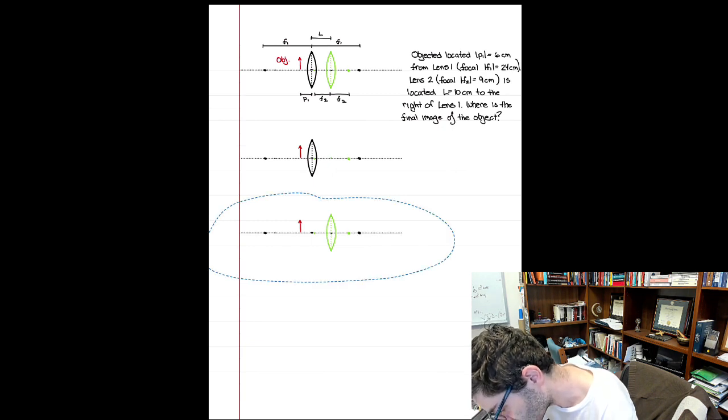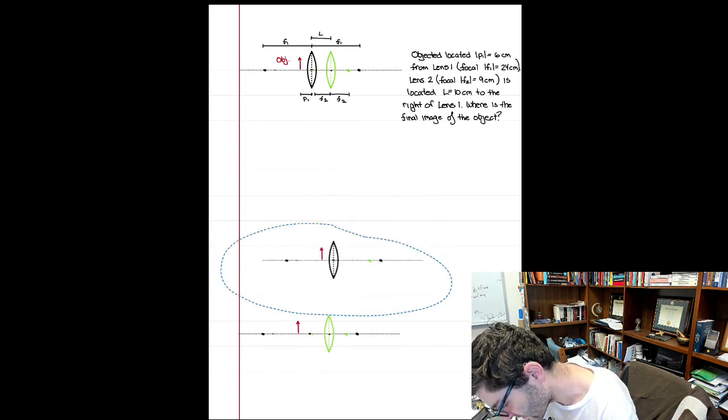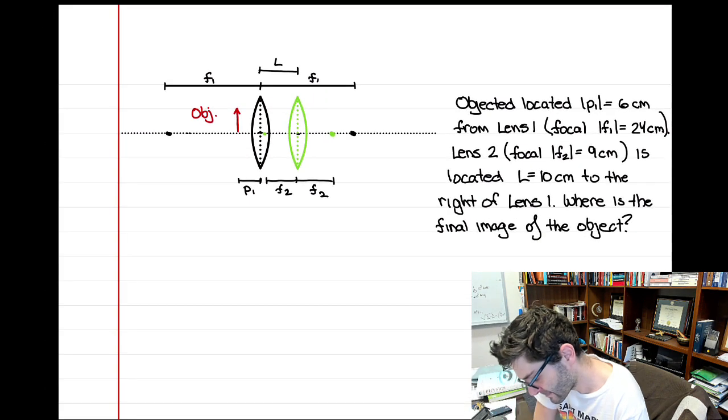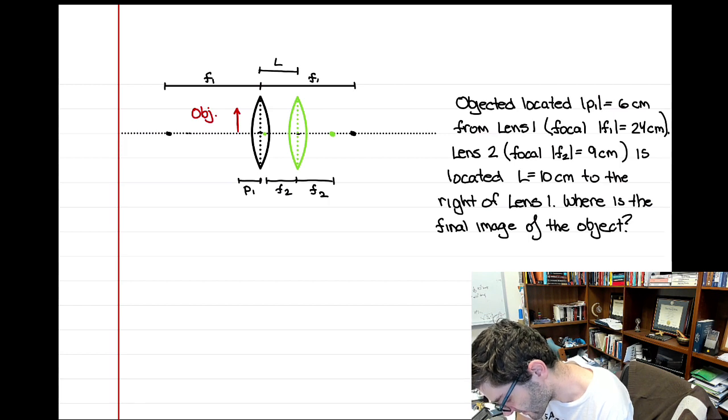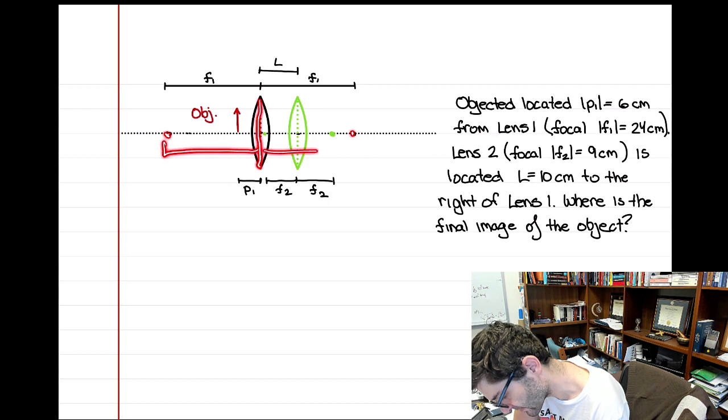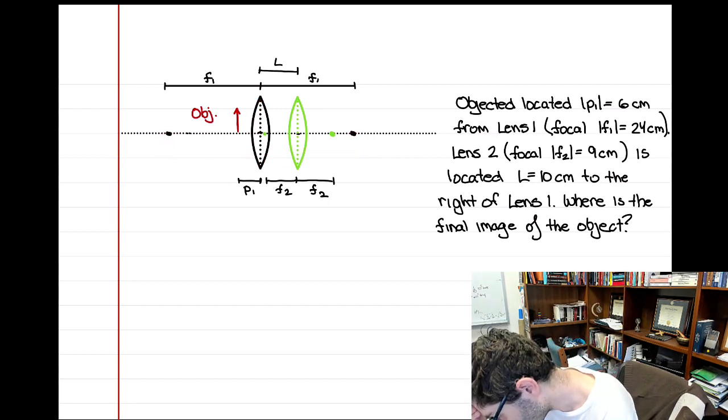So here's the example. I have an object, which I'm going to locate as this red arrow here, and I tried to draw everything to scale since I give some actual numbers. There are two converging lenses. The object is located a distance of 6 centimeters from the first lens, which itself has a focal point of 24 centimeters. So notice that this lens has two focal points, and each of these distances is 24 centimeters. Lens 2 is located 10 centimeters from the first lens, that's the value of L, and it has a focal point of 9 centimeters. So this distance here and this distance here, which I call F2, is 9 centimeters.